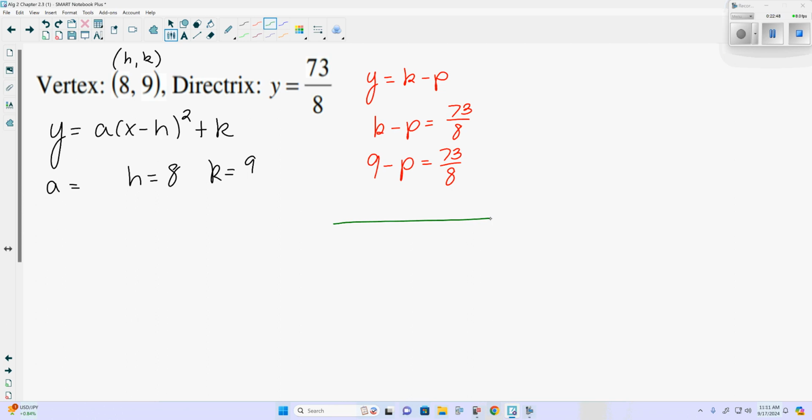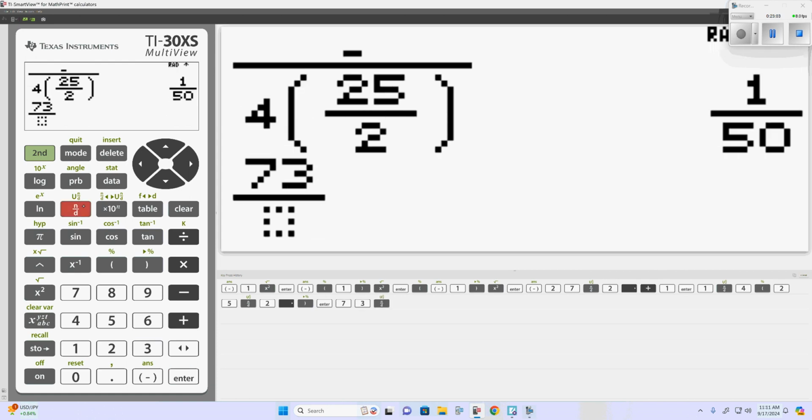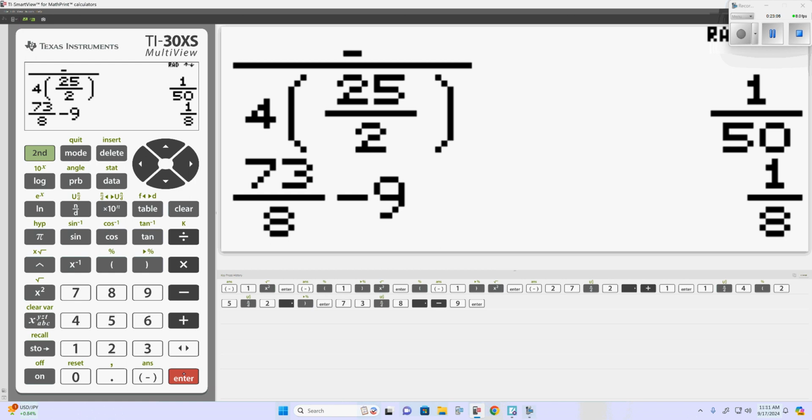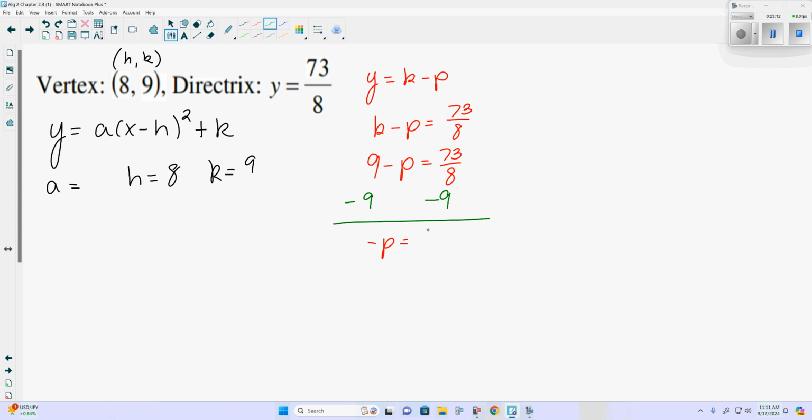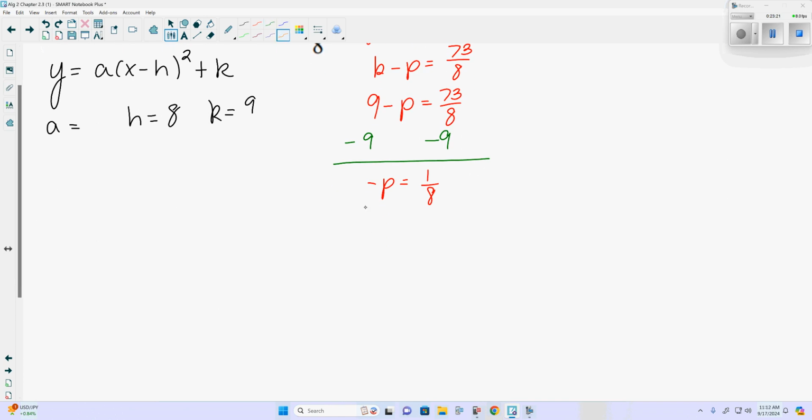Now to solve for p, and we needed to find a, we would subtract 9 from both sides, telling us negative p is equal to, well, 73 over 8 minus 9 is 1/8. So negative p is equal to 1/8. At this point, we'll divide by negative 1, telling us p is negative 1/8.